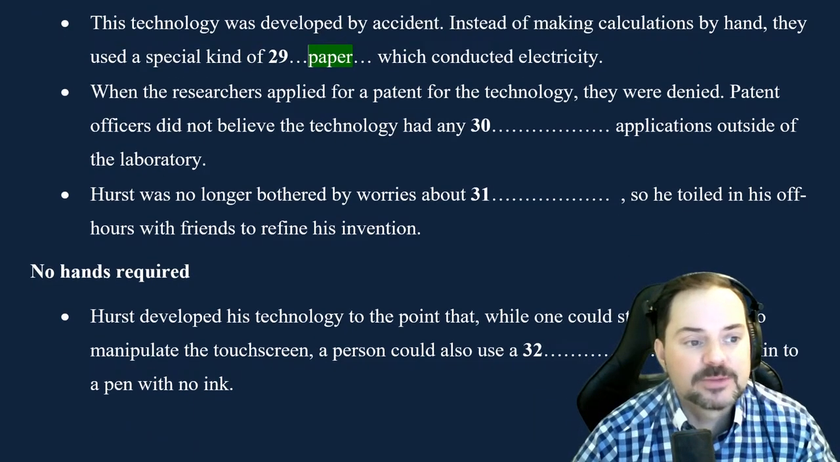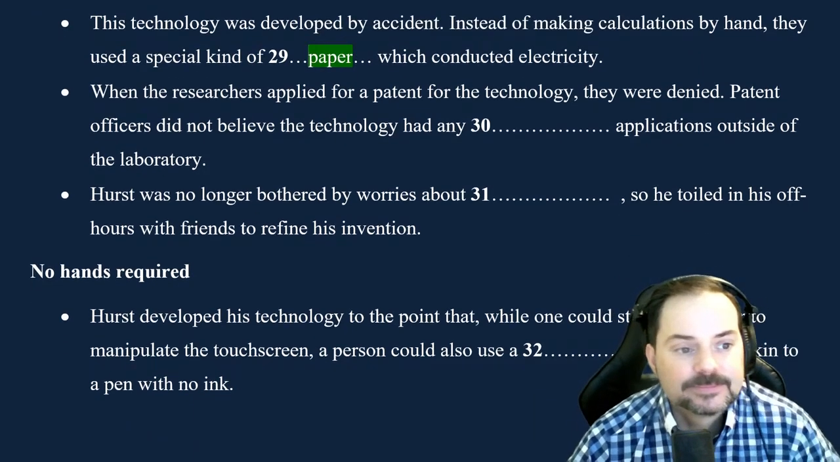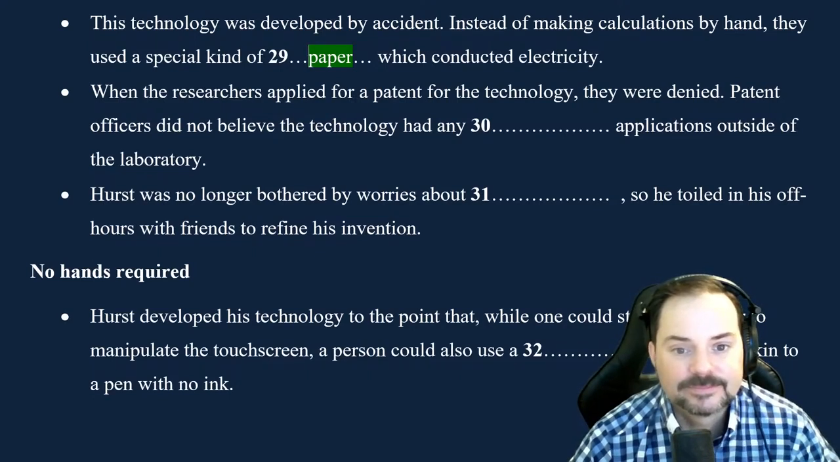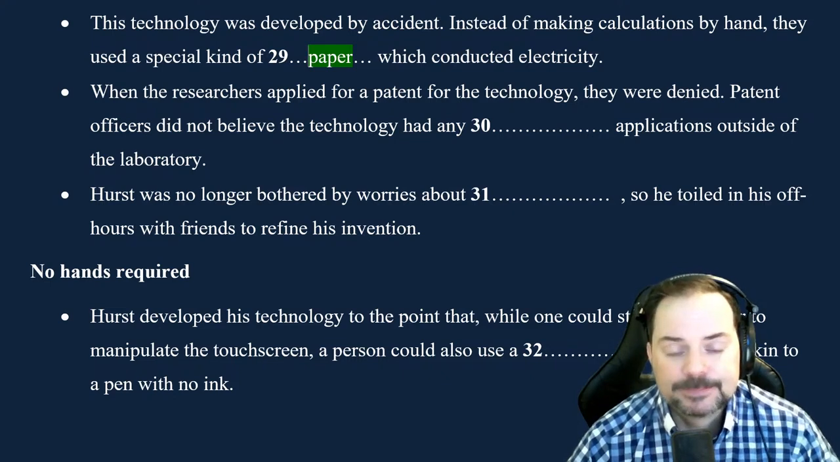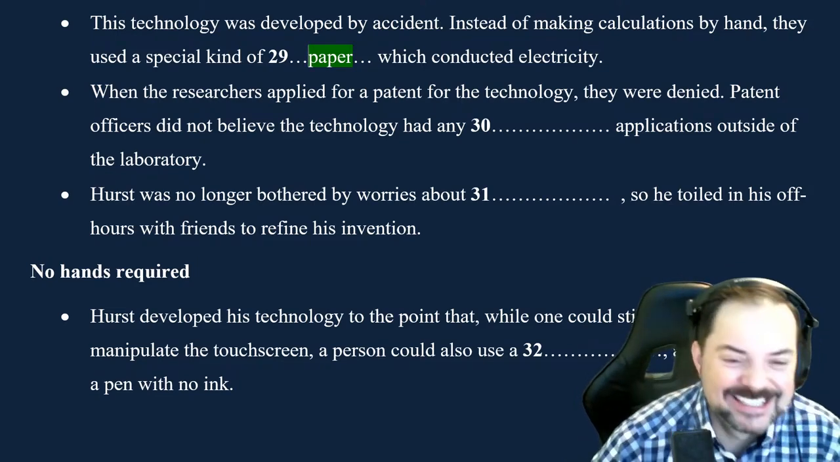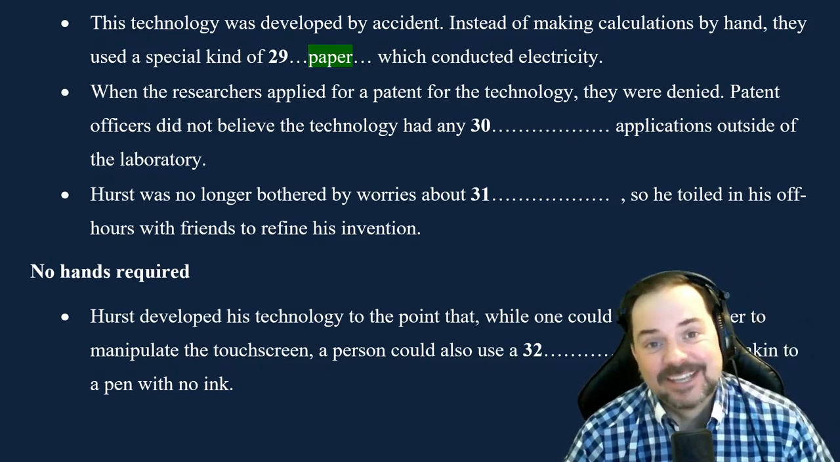Okay, continue reading the next one, number 30. When the researcher applied for a patent for the technology, they were denied. Patent officers did not believe the technology had any application outside of the laboratory. Okay. What comes before applications? I think it's promising. Promising applications? Maybe. How sure are you that it's promising? From 1 to 10. 0.5%. 0.5. So it's under 8.